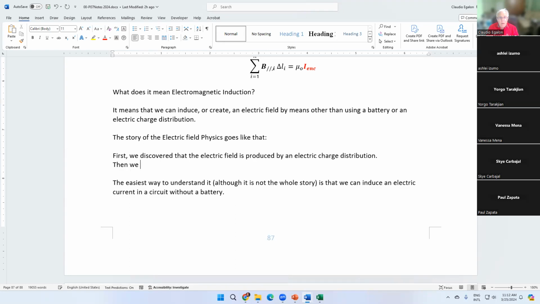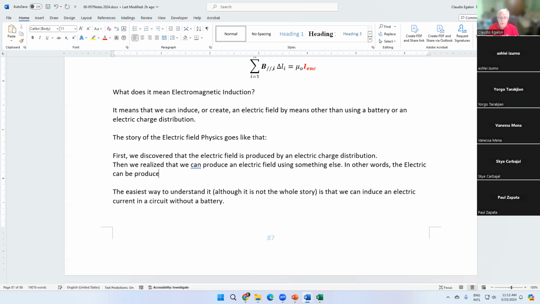Then we realized that we can produce an electric field using something else. In other words, the electric field can be produced, and I'm going to give you the spoiler right now, using a magnetic field. Have you ever thought about that? It is the magnetic field that induces the electric field.